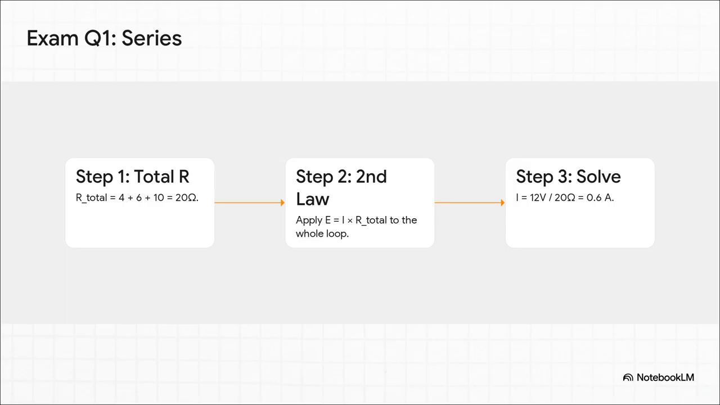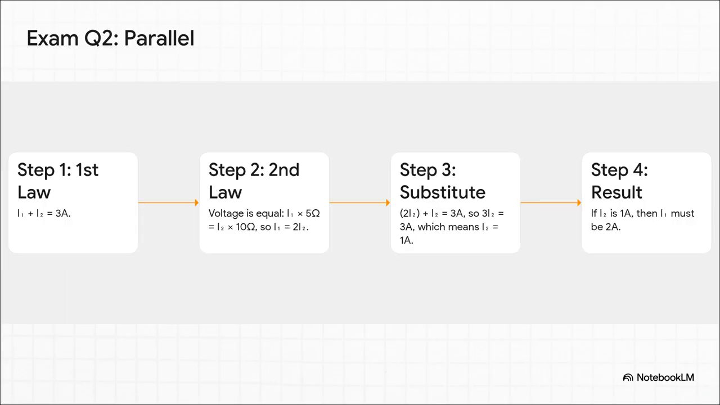Easy enough. Now for a problem that needs both laws. We know 3 amps goes into a split with a 5 ohm and a 10 ohm branch. So by the first law, I1 plus I2 has to equal 3. But we also know the voltage drop across both parallel branches is the same. That's the second law. So I1 times 5 ohms equals I2 times 10 ohms. Now we have two equations, we just solve them together, and we find that 2 amps takes the easier 5 ohm path, and 1 amp takes the harder 10 ohm path, which is exactly what you'd expect.